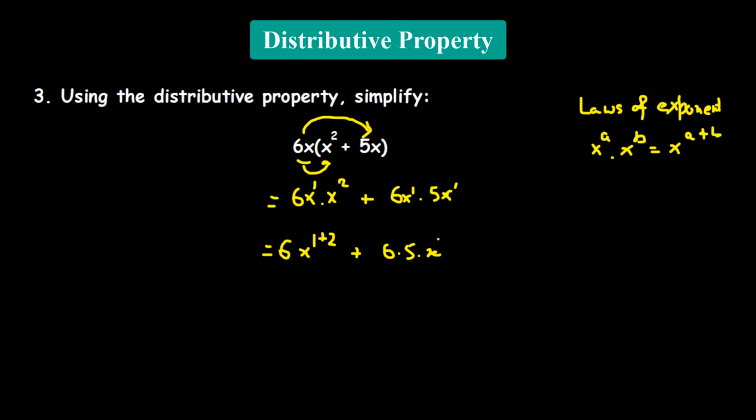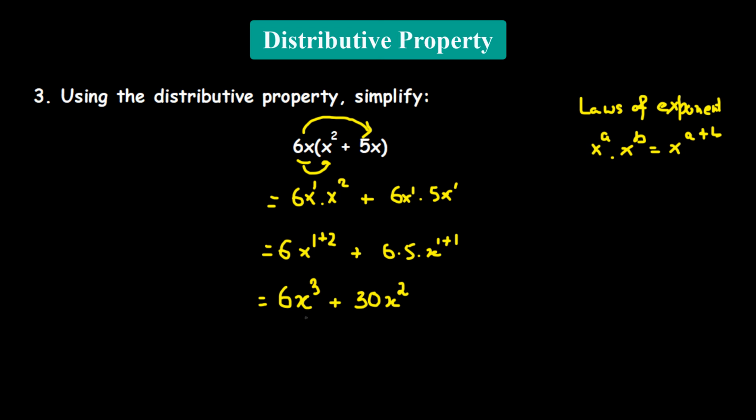So we have x raised to the power of 1 plus 1. So that's going to give us 6 times x raised to the power of 1 plus 2, so that is 3, plus 6 times 5, so that's 30, times x raised to the power of 1 plus 1, so we get 2. So this is the simplified expression. We have 6x cubed plus 30x squared, and that has been obtained by using the distributive property.